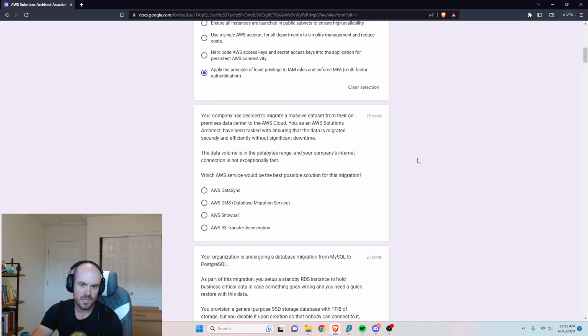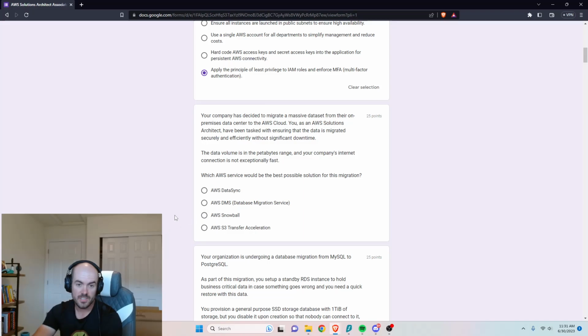So if we're talking petabytes of data and a relatively slow internet connection, then that tells me we're probably not going to want to transfer this over the internet. So let's see what's going on here. AWS DataSync. That's not going to be for migrating data, so I'm going to rule that out. DMS, Database Migration Service. It doesn't really say in the question anywhere that we're working with databases, so let's rule that out for now.